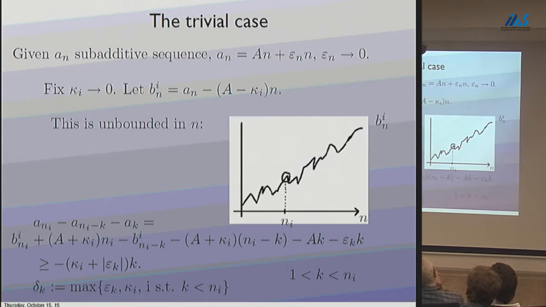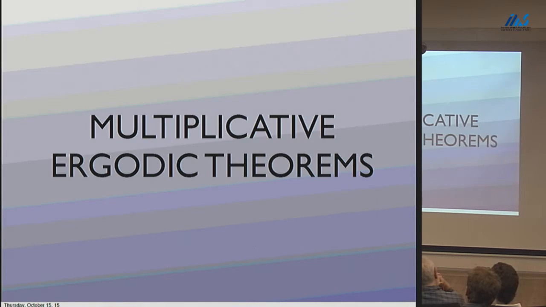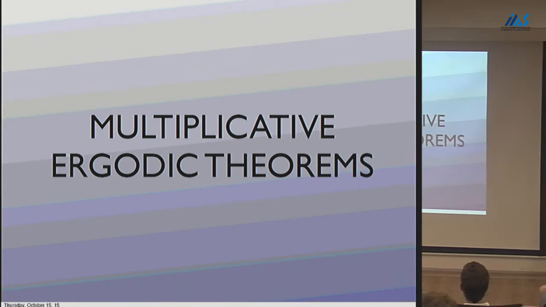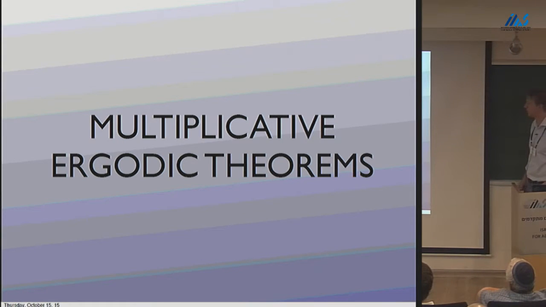So at least I provided some explanation for this in the constant, non-random case. Okay, so now how to apply this for the multiplicative or non-commutative ergodic theorems.